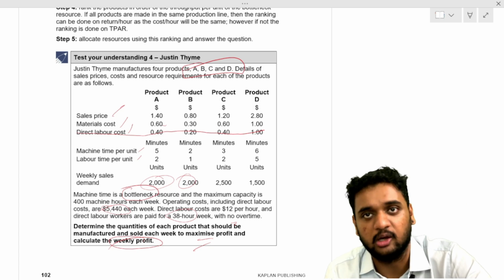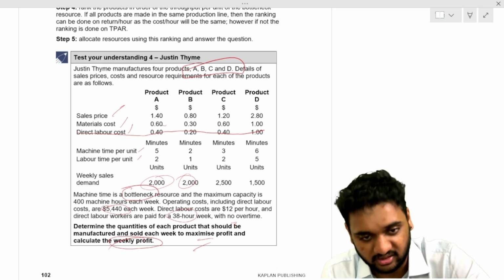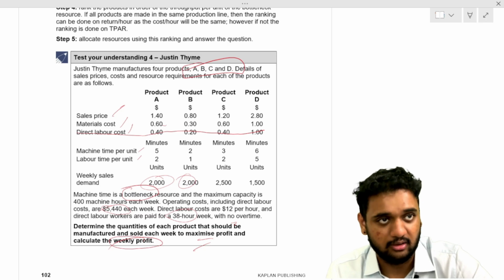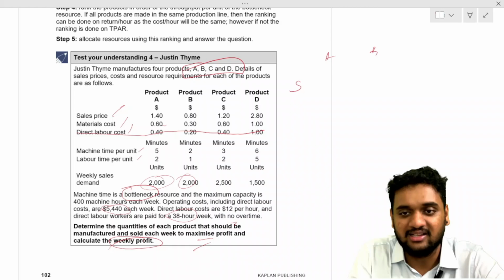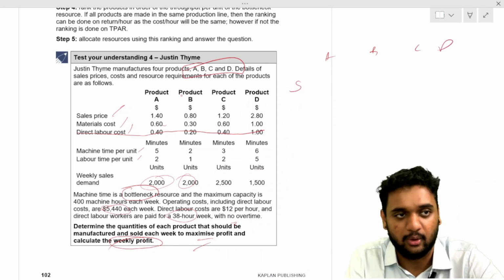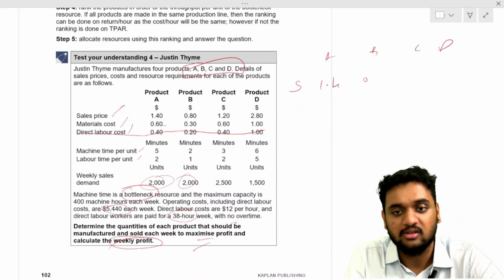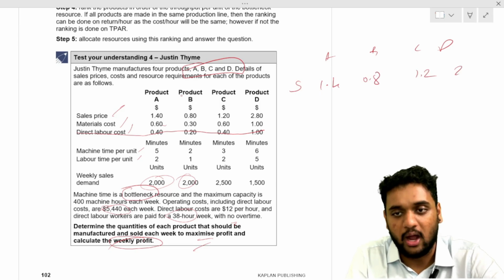You don't find out contribution per limiting factor and do the question. Here it is a theory of throughput chapter. First, you have to find throughput. How will you find throughput? Sales. What is the sales? A, B, C, D. Don't write, I'll give you time to write. What is sales? Take only calculators: 1.6, 0.8, 1.2 and 2.8.